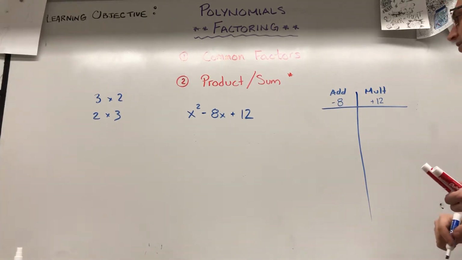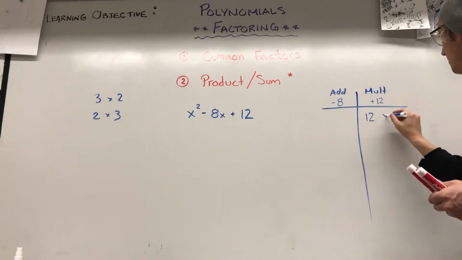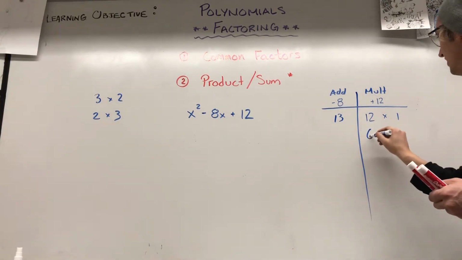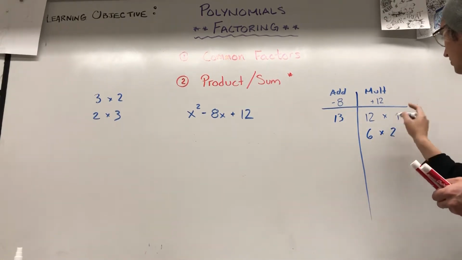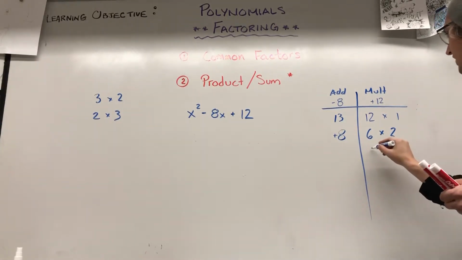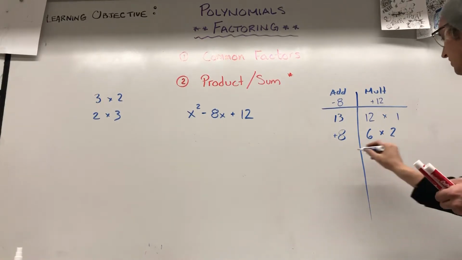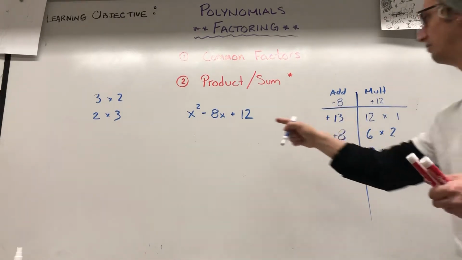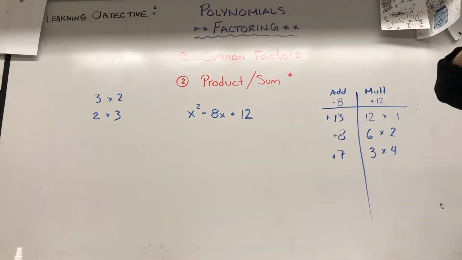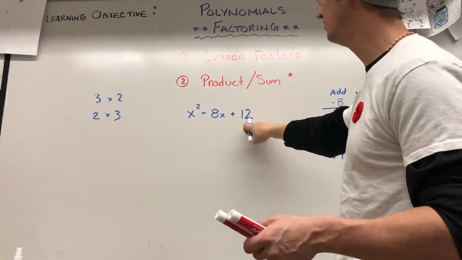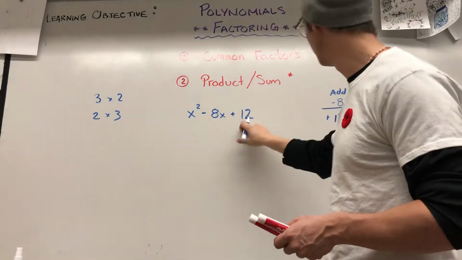Interesting. Well, if I use positive numbers here, if I did 12 times positive 1, that's going to give me 13. If I do 6 times positive 2, that's going to give me positive 8. Okay, well, if I did 3 times positive 4, I'm going to get positive 7. I'm always getting positive numbers. So how can I get a positive 12 but a negative number there? You guessed it. I'm going to use two negative numbers, because two negative numbers multiplied together make a positive.